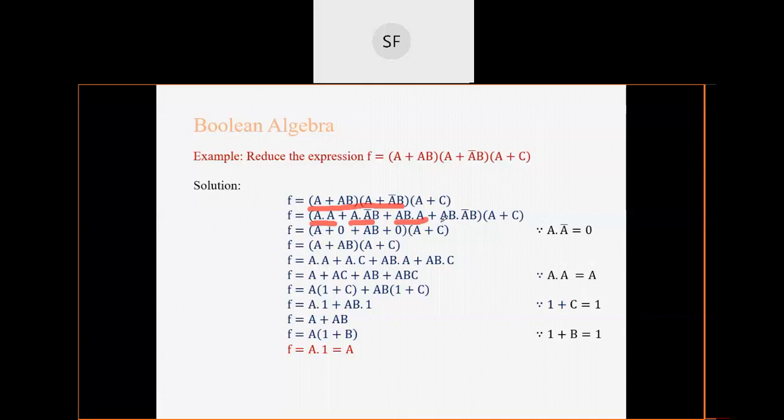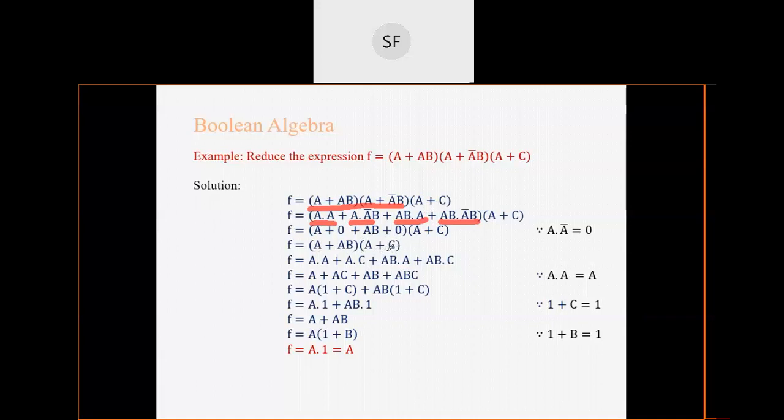Then the next term also has a total of 4 variables, right? But as soon as you see both a and a bar in the same term, the complete term will be 0. So in this way what you have got is a plus 0 plus ab plus 0, right? So I have dropped these 0s and collected the remaining terms. So now the bracket becomes a plus ab, and this third bracket is as it is, a plus c.